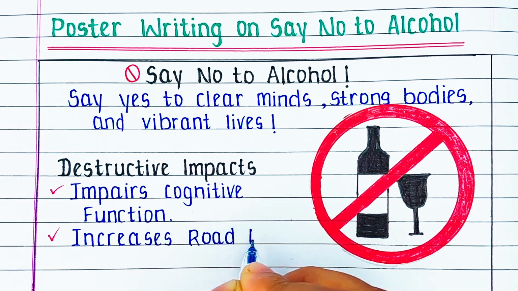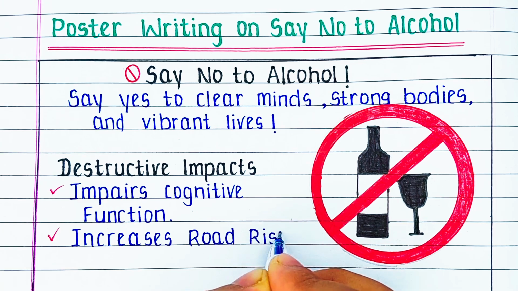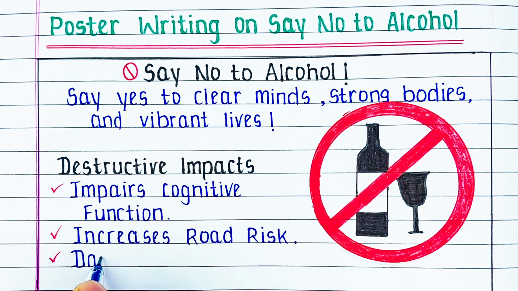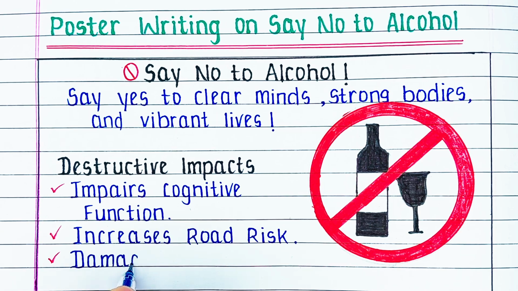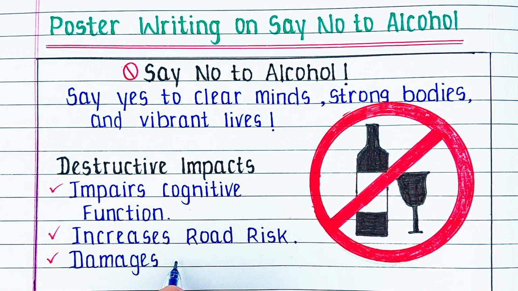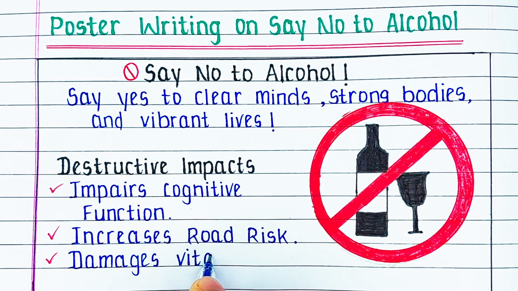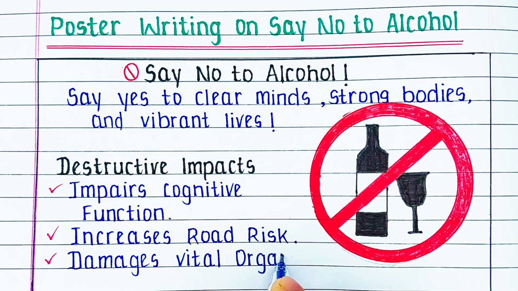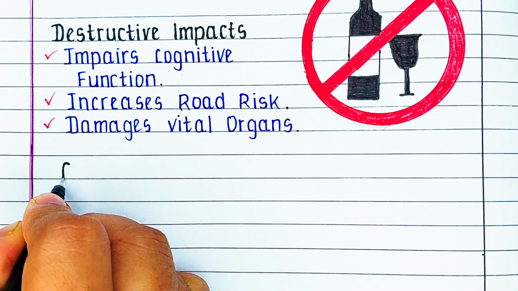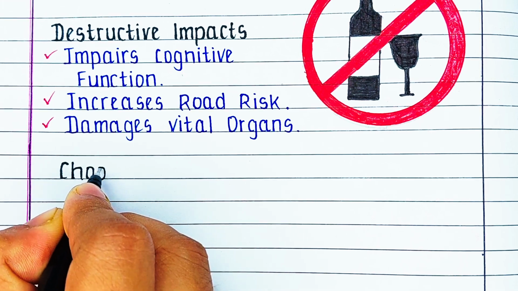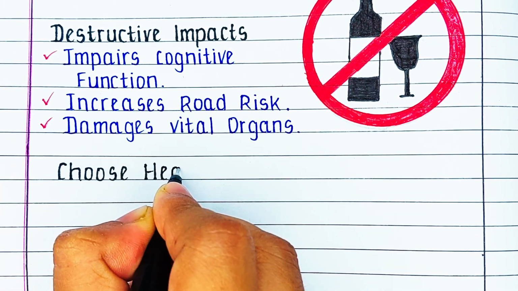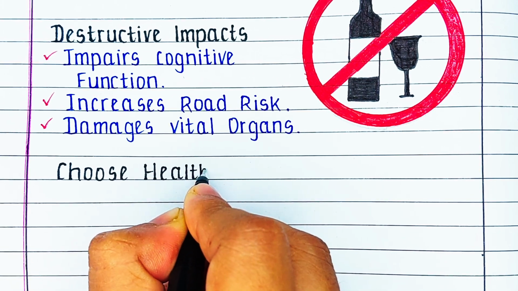Second point, increases road risk. Third point, damages vital organs. So, I have listed these 3 points about the disadvantages or the harmful effects of alcohol.